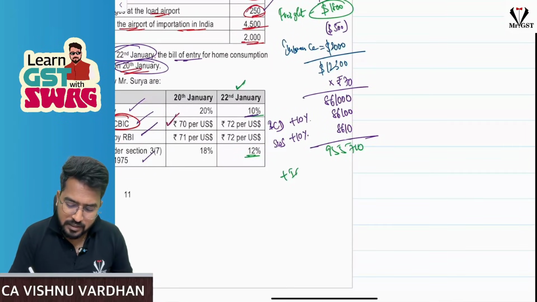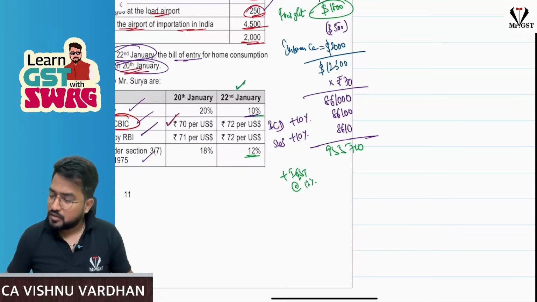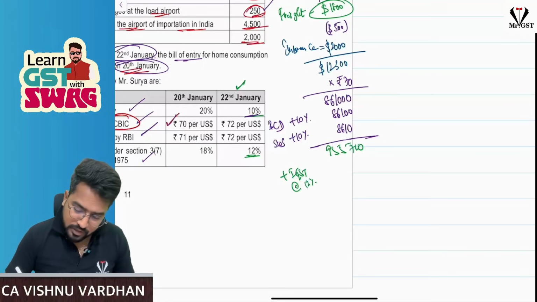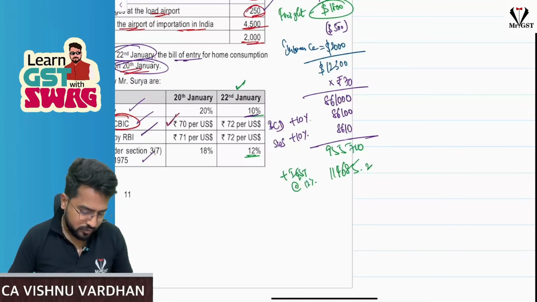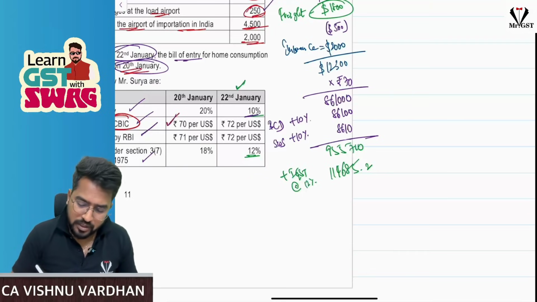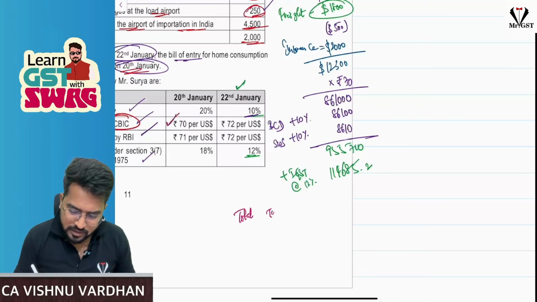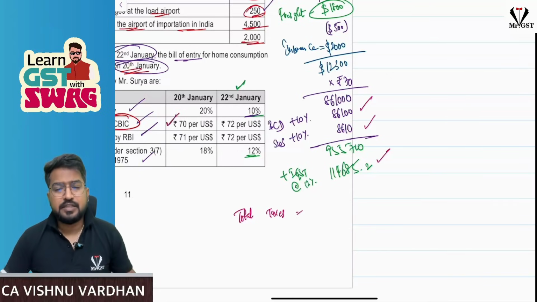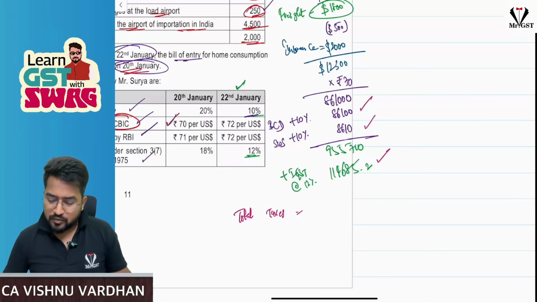So now plus IGST at 12%. 12% on 9,55,710. Hope you are clear with that. So it will be 1,14,685.2. Okay, so this is the point. Now what is the total taxes payable? Total taxes: basic customs duty, social welfare surcharge, and IGST. Okay. So this 1,14,685.2 plus 86,100 plus 8,610. Total 2,09,395.